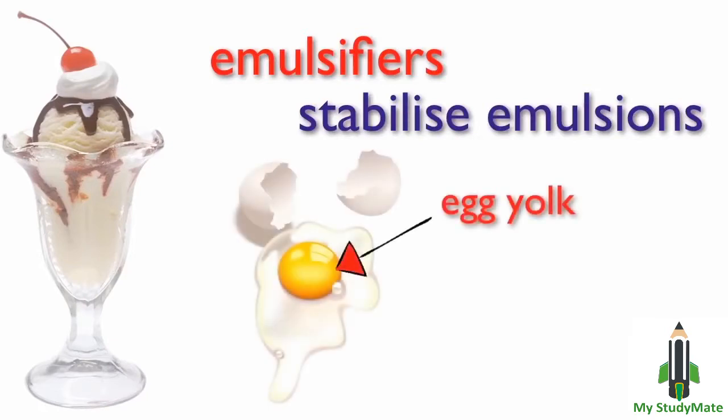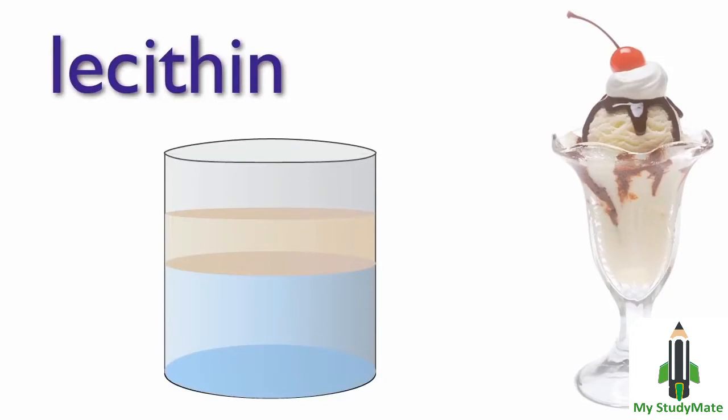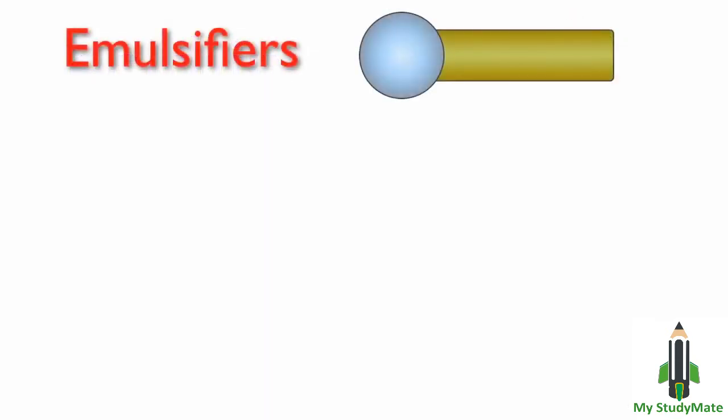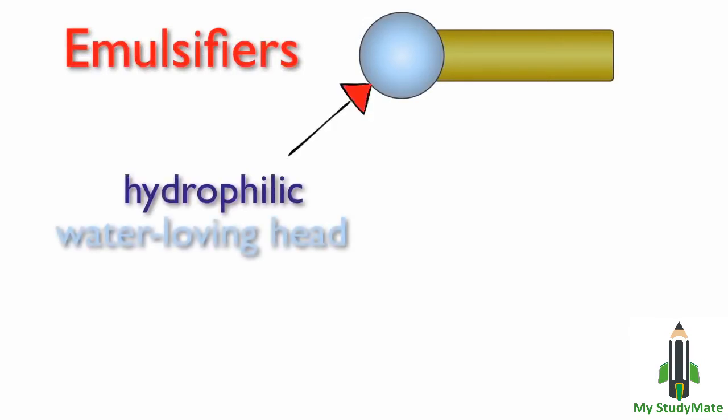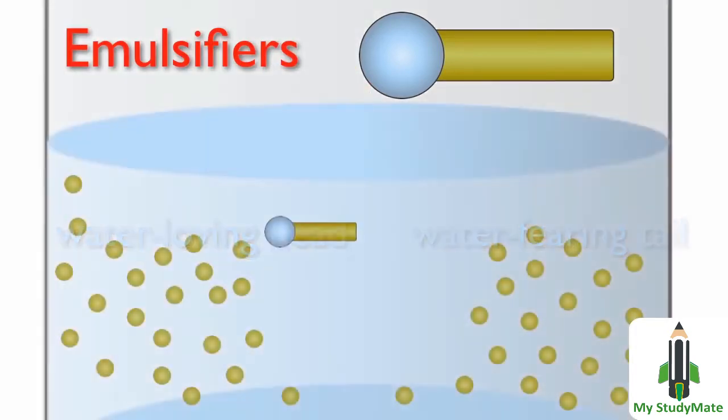When making ice cream, egg yolk is commonly added. The active emulsifier in egg yolk is called lecithin. Too little lecithin will cause the ice cream to separate, and too much will ruin the texture and flavor. All emulsifiers have two components, a hydrophilic or water-loving head and a hydrophobic or water-fearing tail.